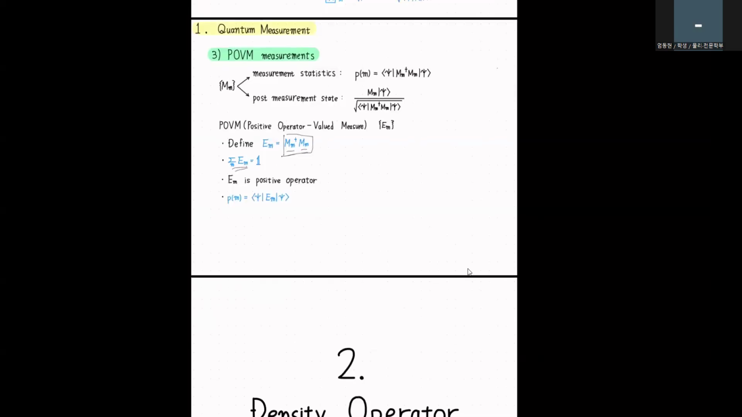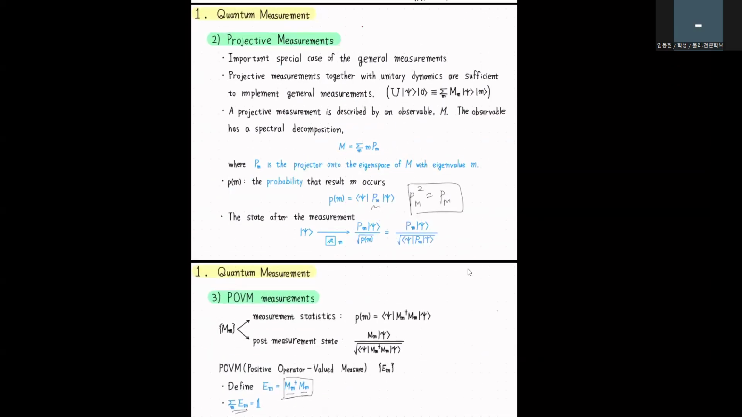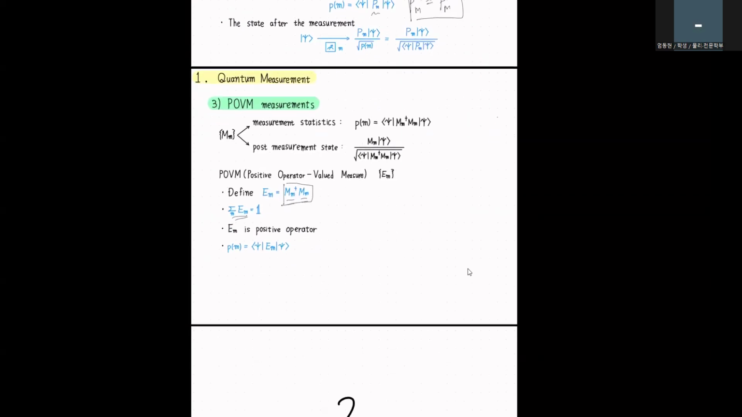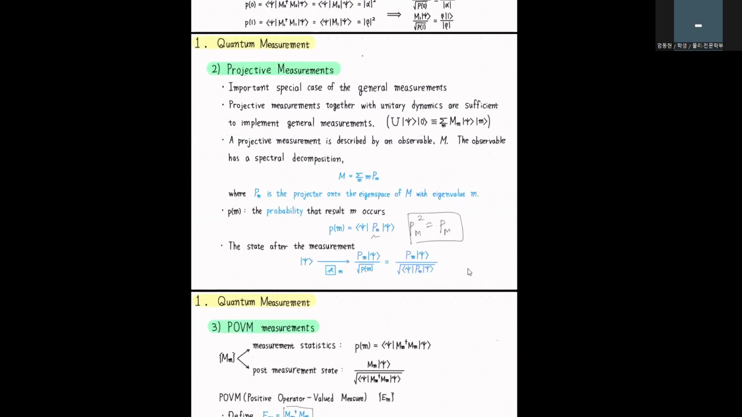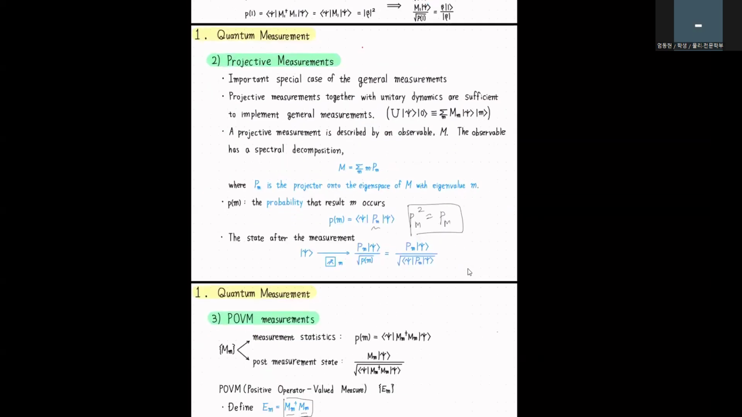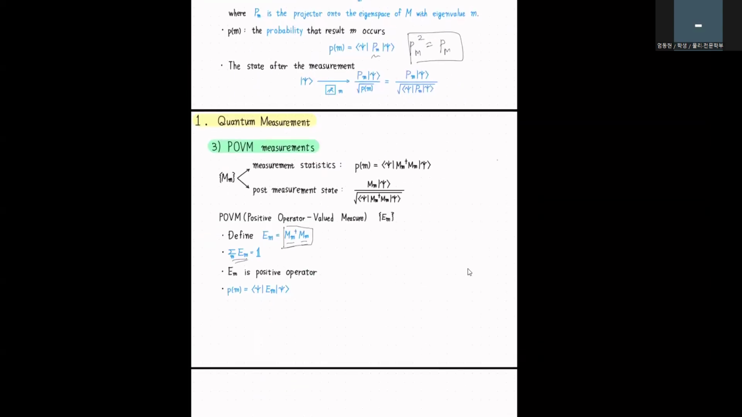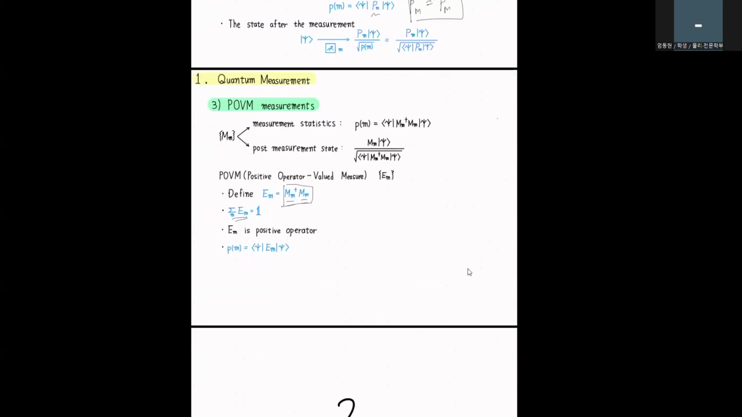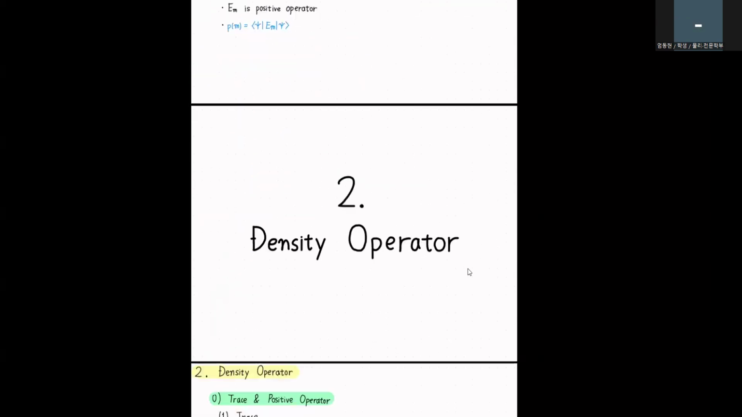And this is a more general framework than the projective measurement above, which required that E_m be a projector. The reason we use POVM measurements is that sometimes, unlike in projective measurements, our measurement is destructive, such that we can only measure our state once, instead of projecting our state many different times to reconstruct our probability. So in order to encompass this case, we generalize our framework to the POVM measurement formalism.